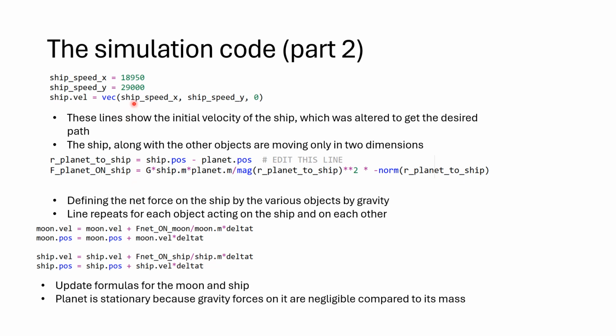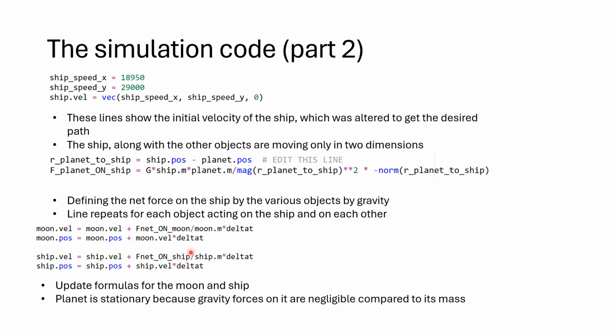So now for part two, this is the data that I finally used to get that graph that I showed earlier, and this is what we're changing in order to get the desired path, which shows that the ship is affected by both objects. And yeah, the ship, along with the other objects, are only moving in two dimensions since there's a zero z component. And then this is done a bunch of times: planet on ship, there's a planet on moon, ship on moon, etc., etc. Just defining the net force and position using just the law of universal gravitation for each of the objects. And this is again repeated a couple of times for all of the objects.